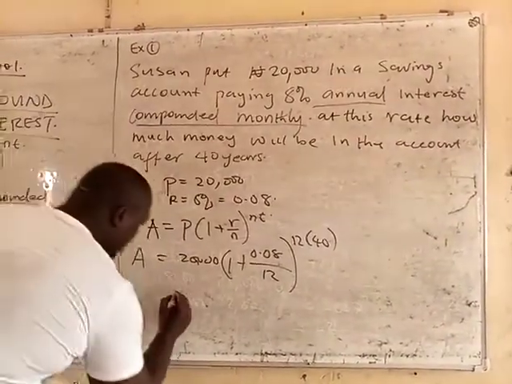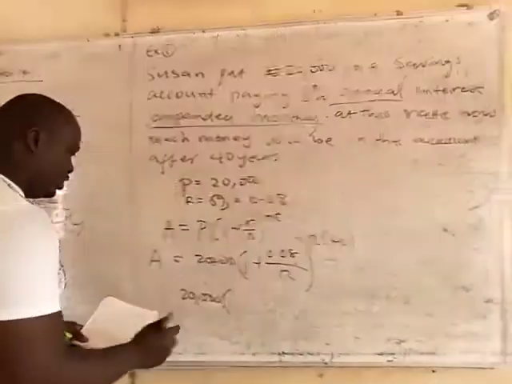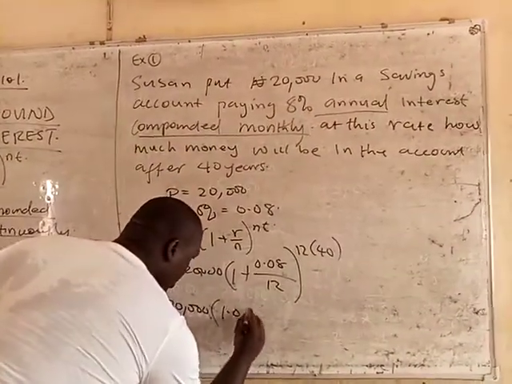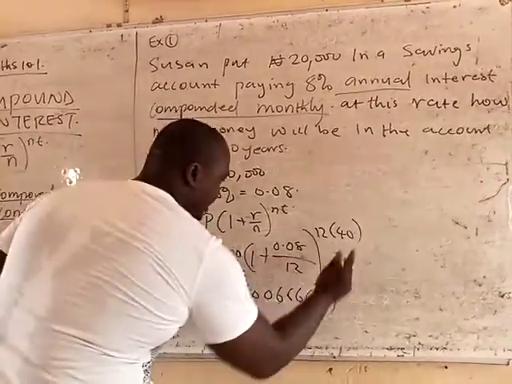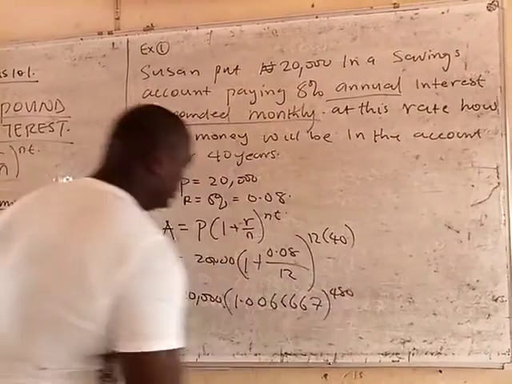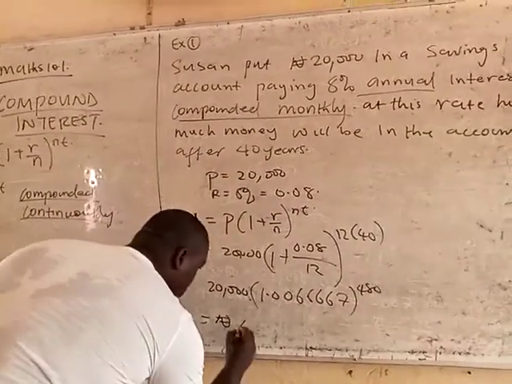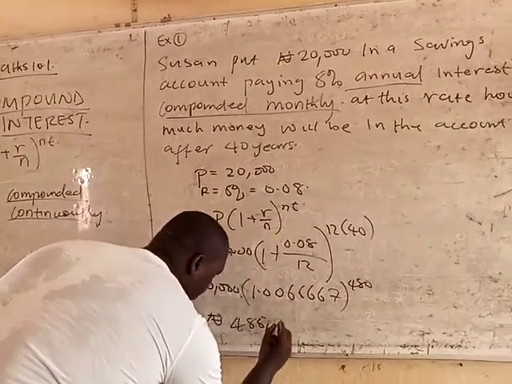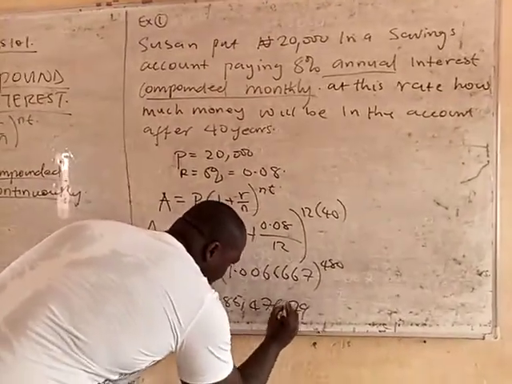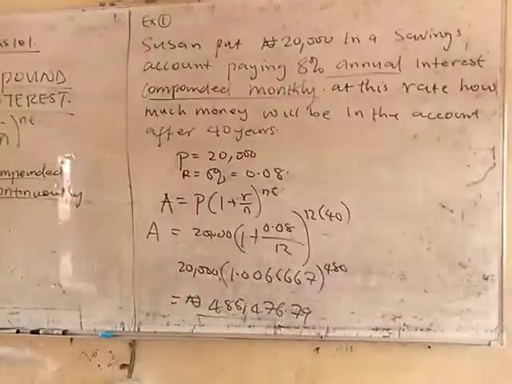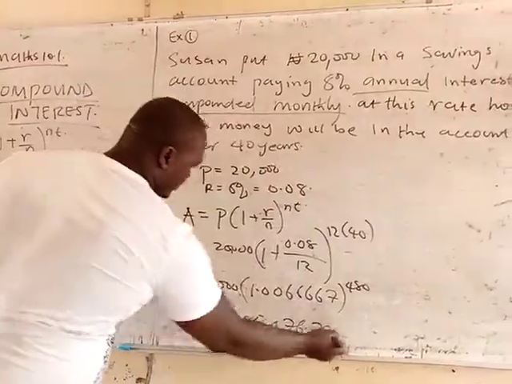So if you punch this in, here is 20,000. If you work this with your calculator, you will get 1.0066667, and this exponent should give you 480. So if you compute everything together, what you're going to get, in Naira, is the future amount: 485,476.79. And this is the future amount. So, this is the answer.